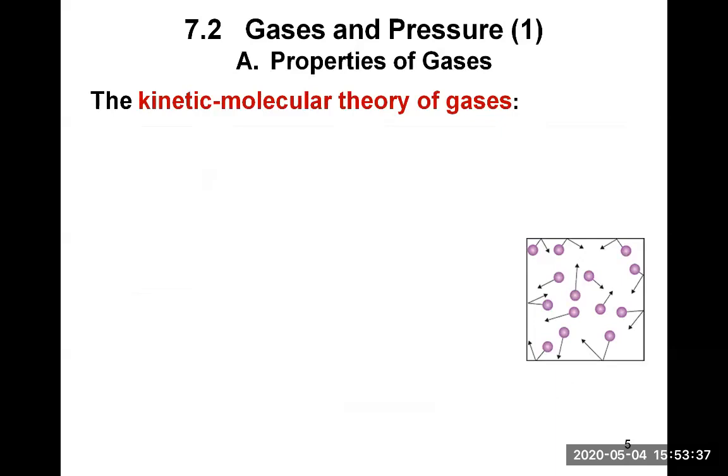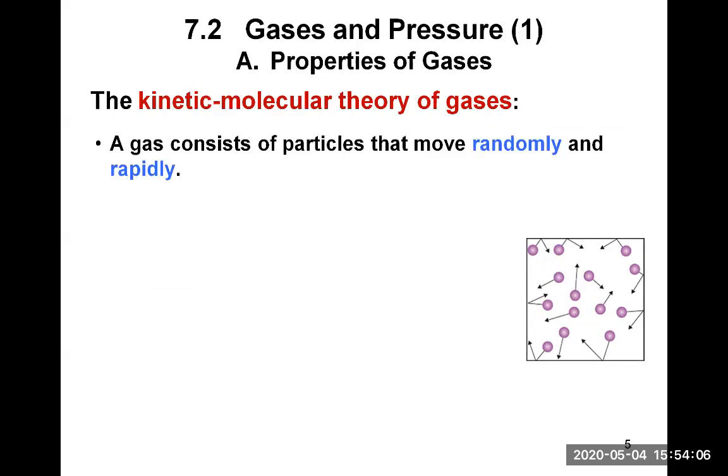So section 7.2 is on gases and pressure. This chapter will go over gases first. The properties of gases are explained by what we call the kinetic molecular theory of gases. Scientists have come up with this theory that explains what gases are.